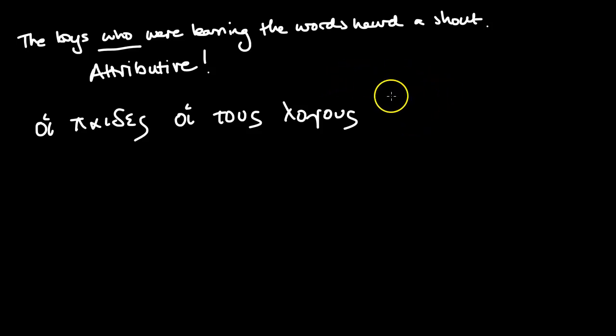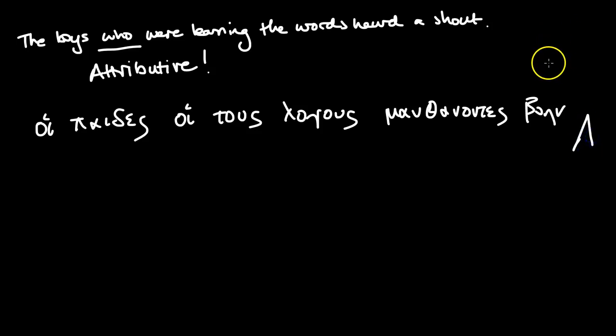So who are learning? So that's obviously going to be manthanontes, because it's obviously nominative plural masculine. Learning the words, heard a shout. So shout is our second accusative here. That's going to be boen. And then heard. That's obviously easy. That's just the weak aorist. So ekousan.